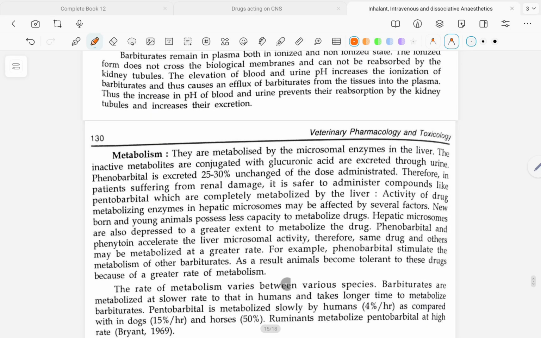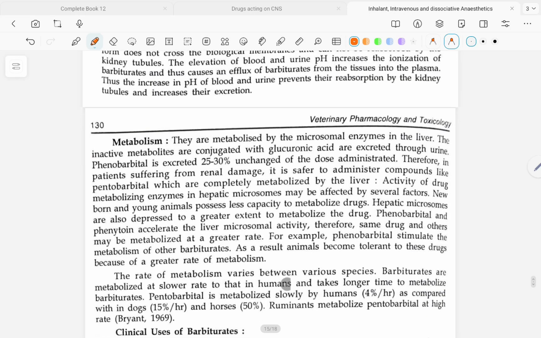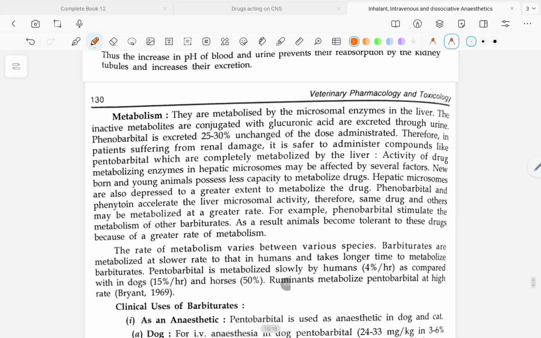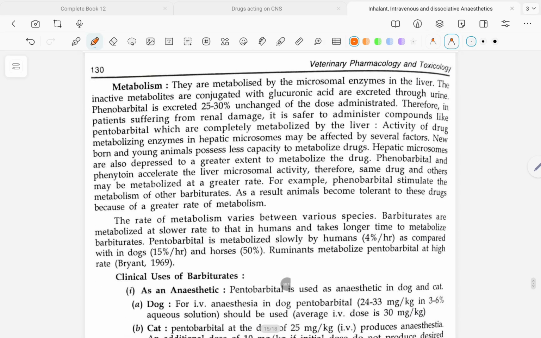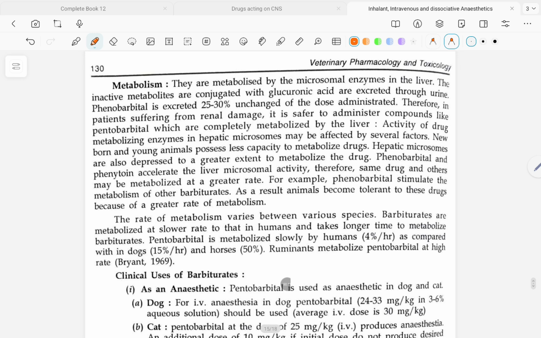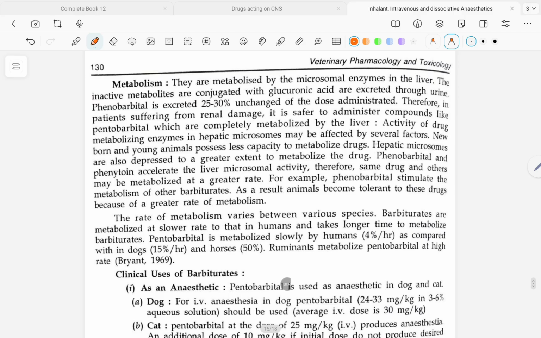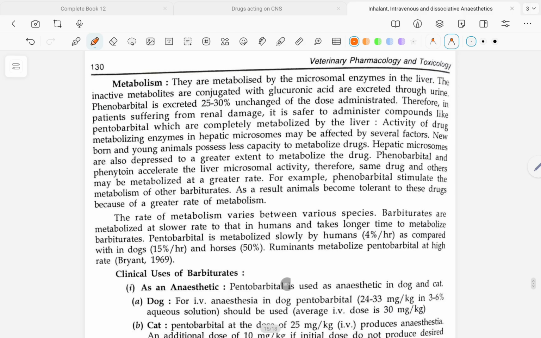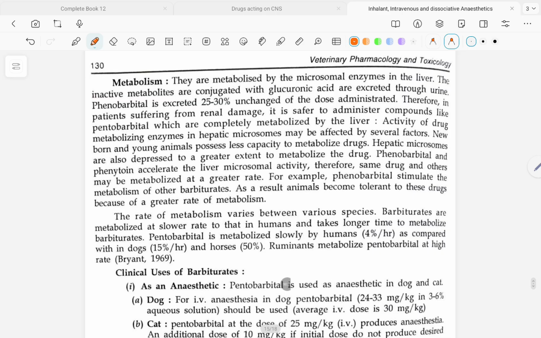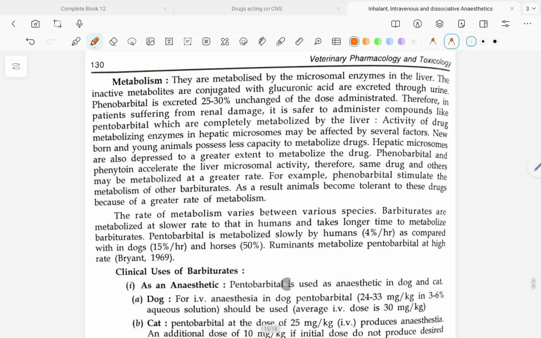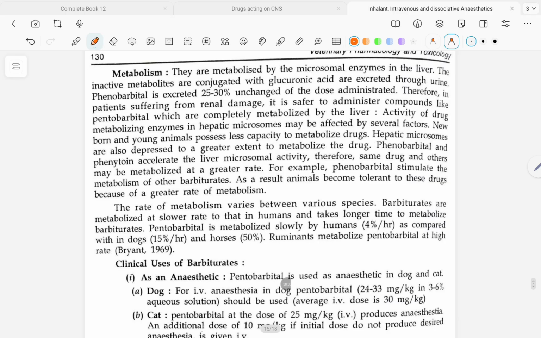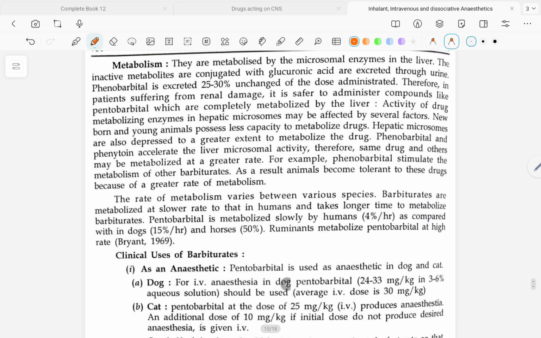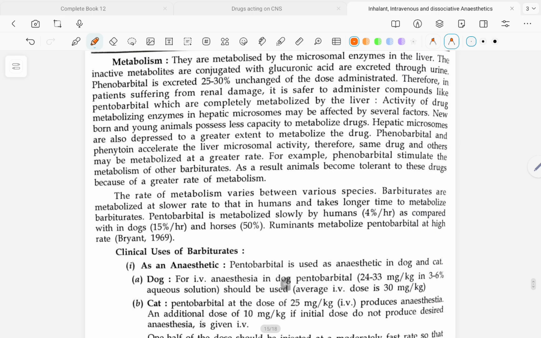Metabolism. They are metabolized by the microsomal enzymes in the liver. The inactive metabolites are conjugated with glucuronic acid and excreted through urine. Phenobarbital is excreted 25 to 30% unchanged of the dose administered. Therefore, in patients suffering from renal damage, it is safer to administer compounds like pentobarbital, which are completely metabolized by the liver.